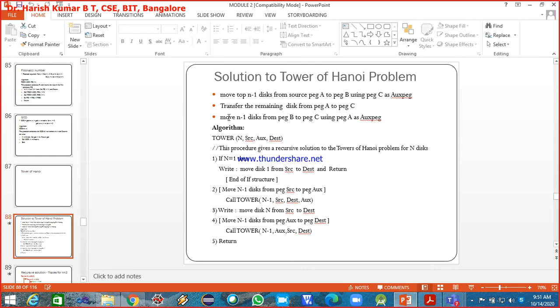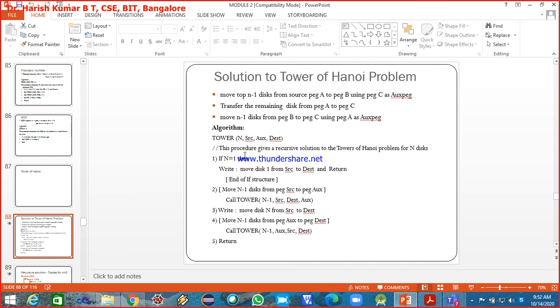And then again move n minus 1 disks. Now where are the n minus 1 disks? They are on peg B. The top n minus 1 disks which are on peg B, you move to peg C using A as auxiliary, and the same process should be done repeatedly until all the disks are transferred from the source peg to the destination peg. So this is the simple logic, and how do we do it? We do it recursively.